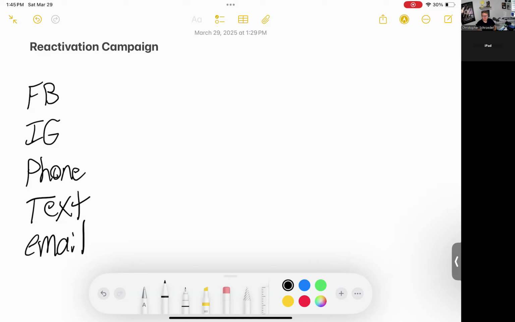Today, guys, we're going to be talking about reactivation campaigns. You guys probably don't even know what that is, but it is one of the most overlooked things. And I'm going to tell you a quick story before I get started here.